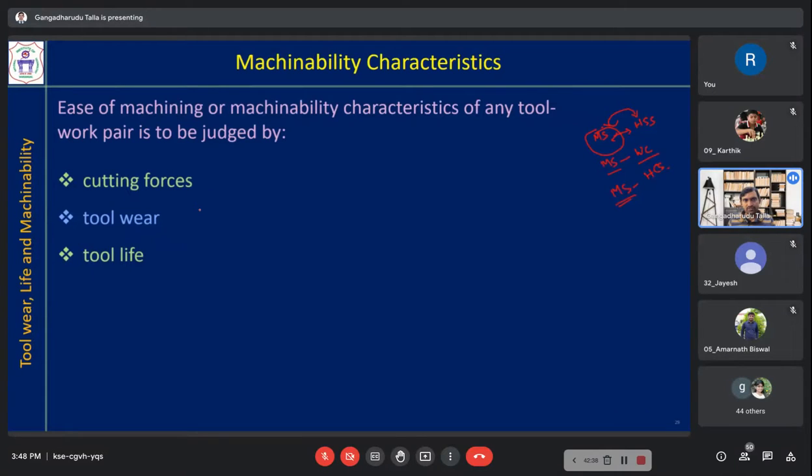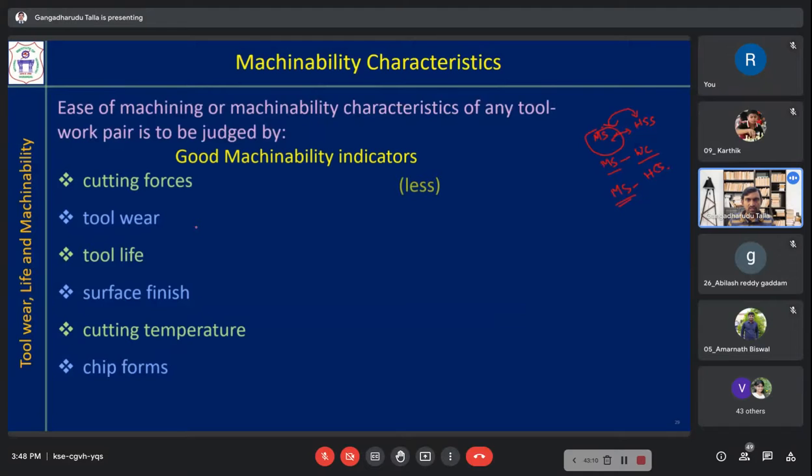Okay, if your cutting force is high, poor machinability. Tool wear is high, poor machinability. Tool life is high, good machinability. Surface finish is good, good machinability. Cutting temperature is high, poor machinability. Based on chip forms, if the chip is a continuous chip and there is no built-up edge, then machinability is good.